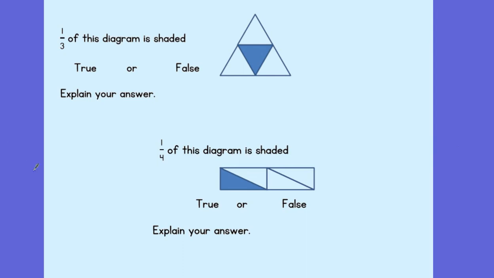Okay, let's go through the answer. 1/3 of this diagram. The first thing I've done with this triangle is I've split it into 4 pieces. The one's right, I have highlighted 1 part, but because there's 4 pieces altogether, that would actually be 1/4. For the second part, I have split it into 4 pieces. Each of those 4 pieces is exactly the same size, so yes, I'd say that's true. A quarter of that diagram is shaded.